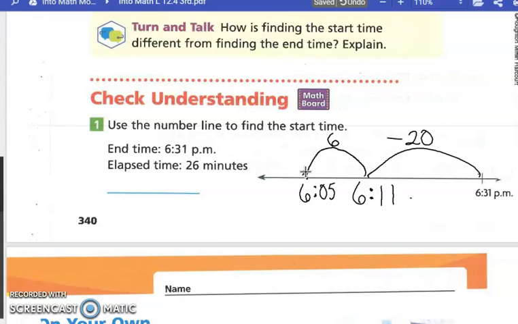Okay, that's another way to think about it. Subtract what you have on this outside, kind of in the ones place in time, the minute place. So what time did he start? 6:45. All right, let's go to the on your own.